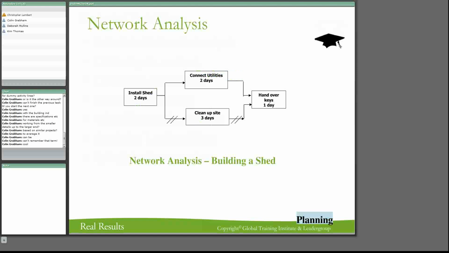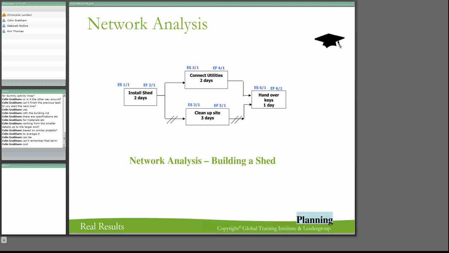So it takes 2 days to install the shed. It takes 2 days to connect up the utilities, and it takes 3 days to clean up the site. And then on the last day, we're going to get a handover of the keys. Now it says 1 day, because you're going to go and check every single one of these. So here's a network analysis of what we're going to do on this one. All right. So here's our estimate.